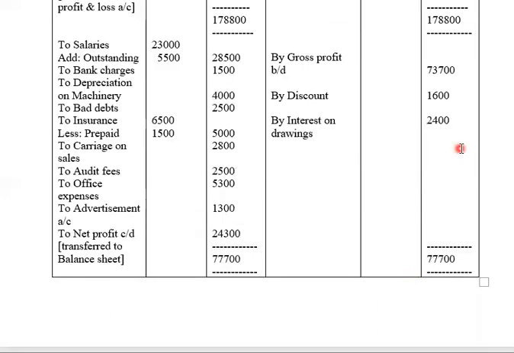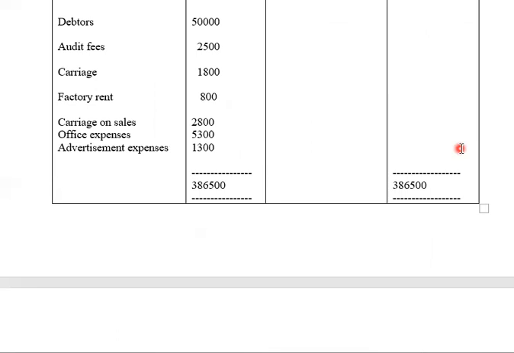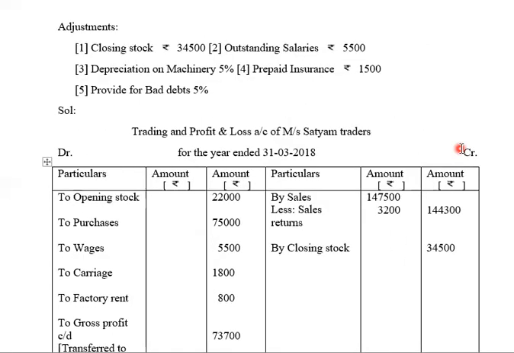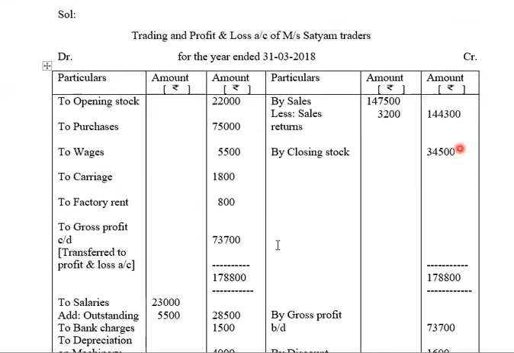So now we have completed all the items which were given as debit balances as well as credit balances. Now let us balance the trading account and the profit and loss account. How do we balance it? First, doing the total on the debit side of the trading account, followed by the total on the credit side of the trading account.